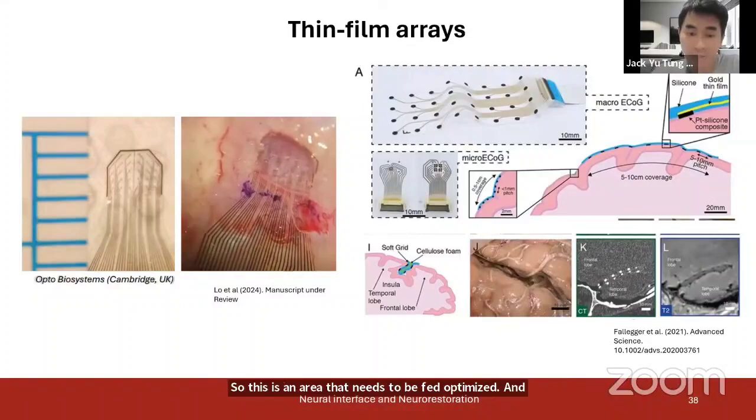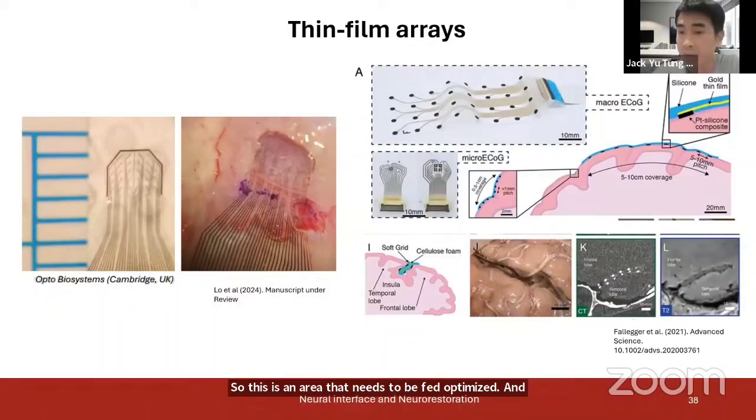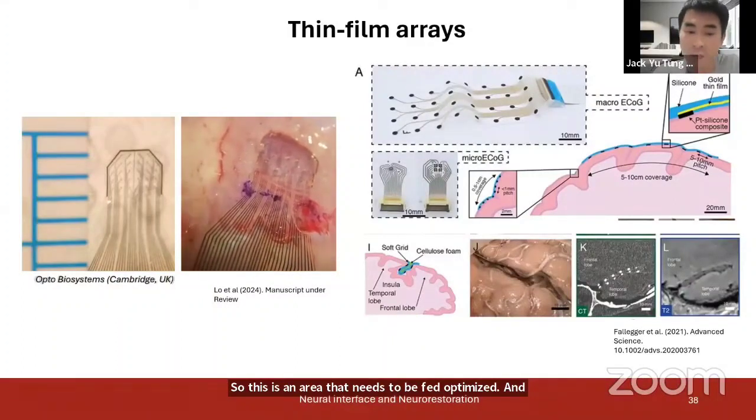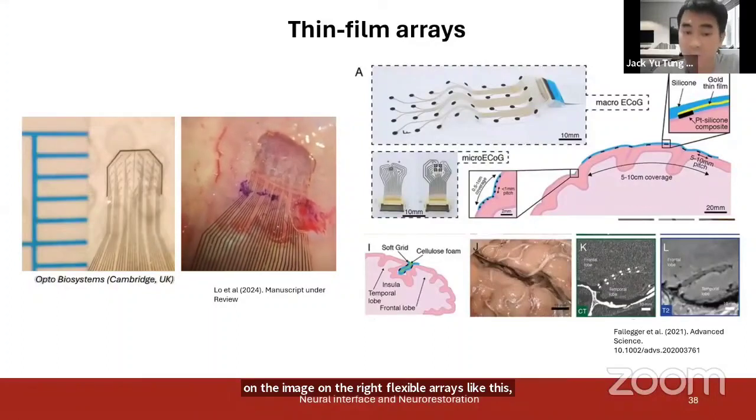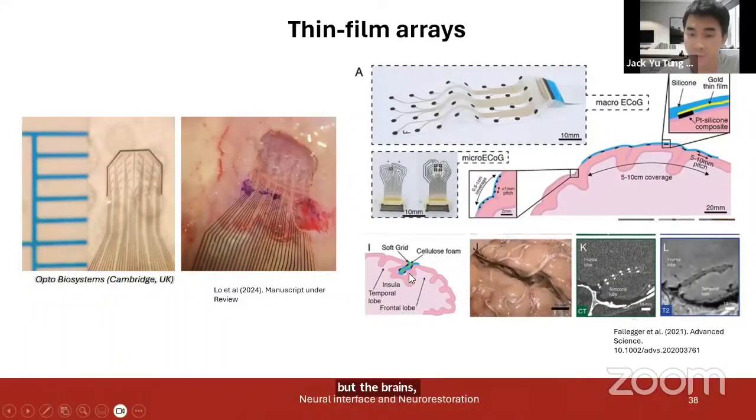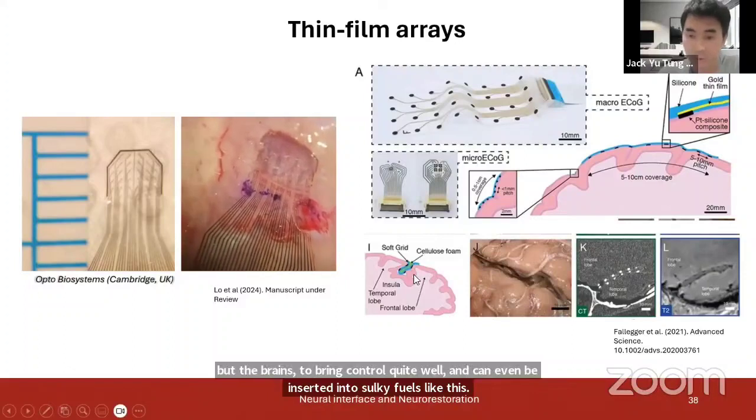And on the image on the right, flexible arrays like this hug the brain contour quite well and can even be inserted into sulcus folds like this, as you can see on the bottom left corner.